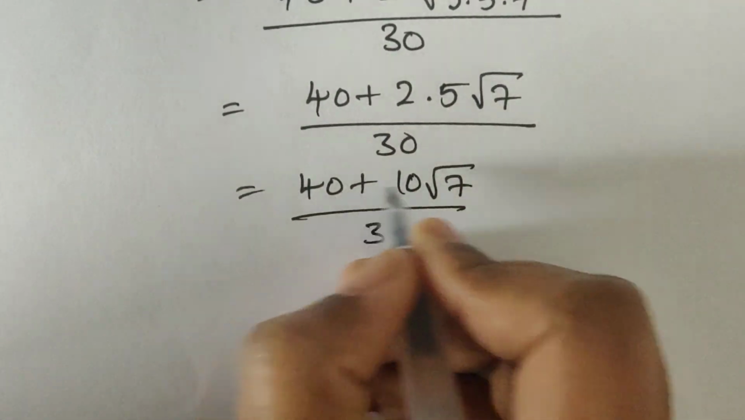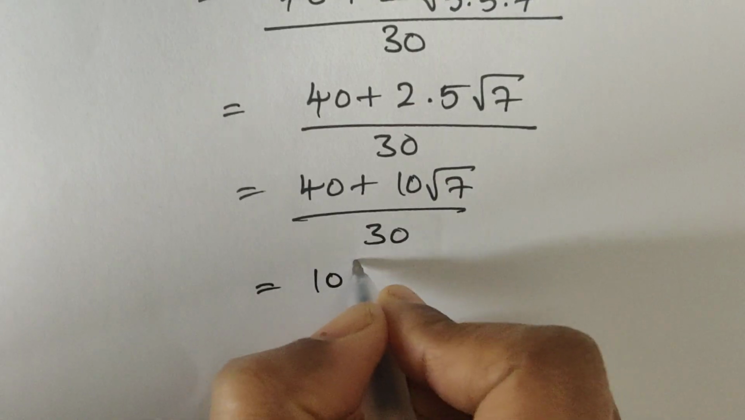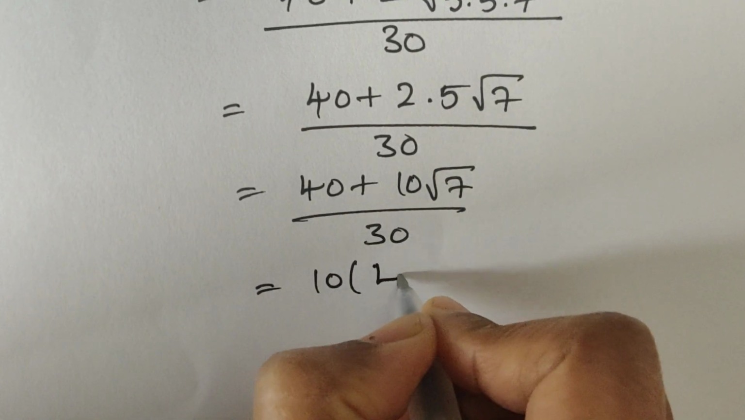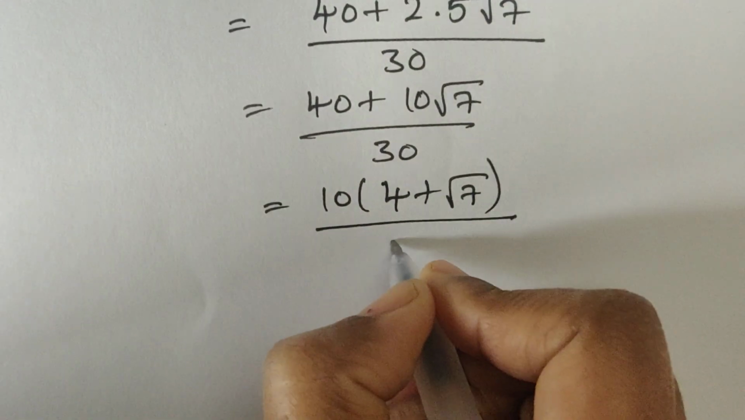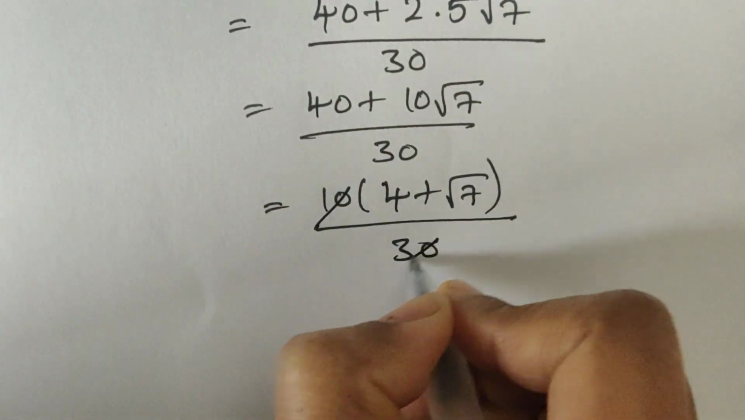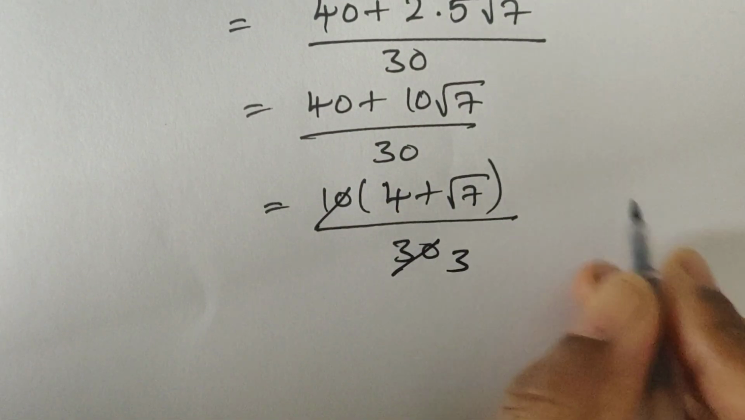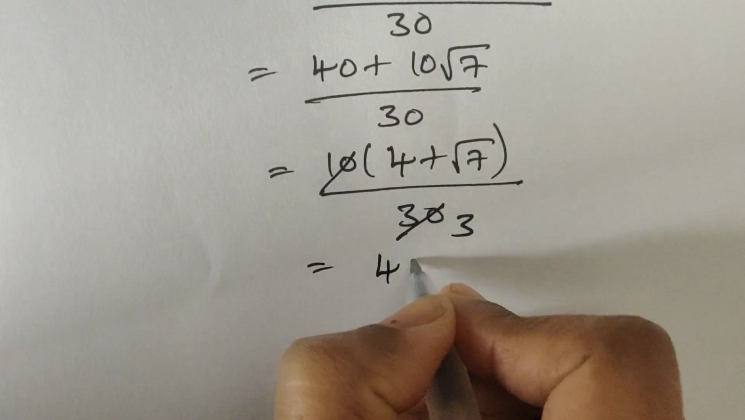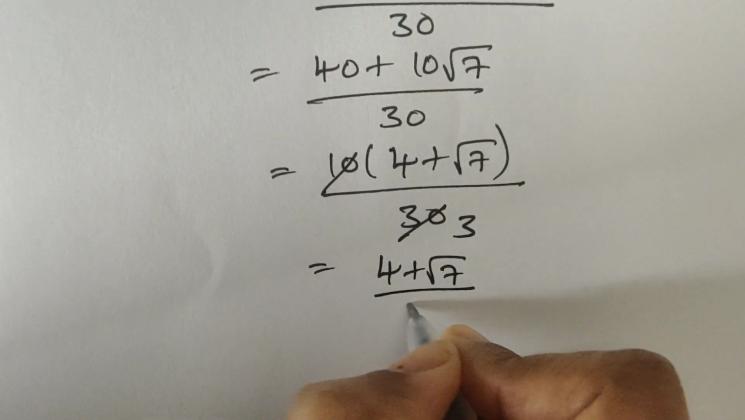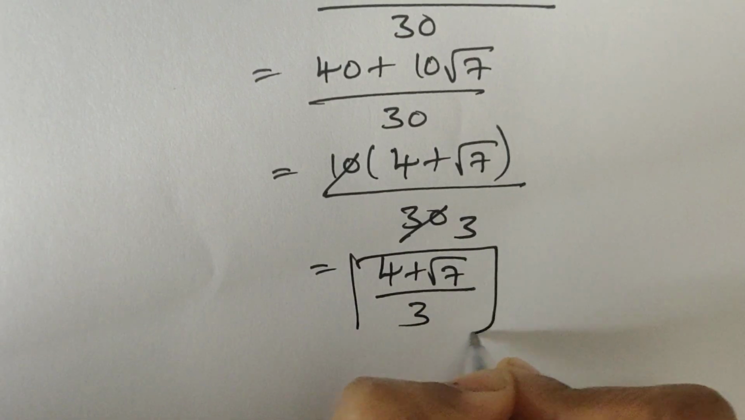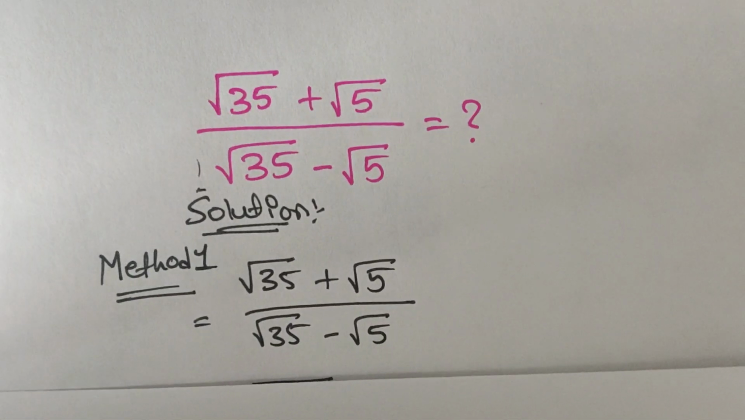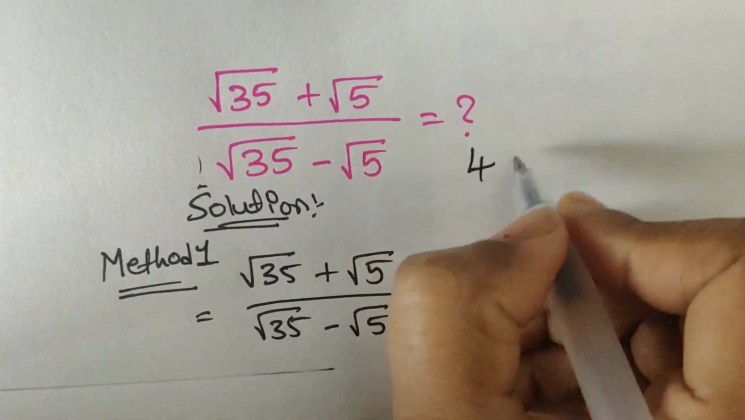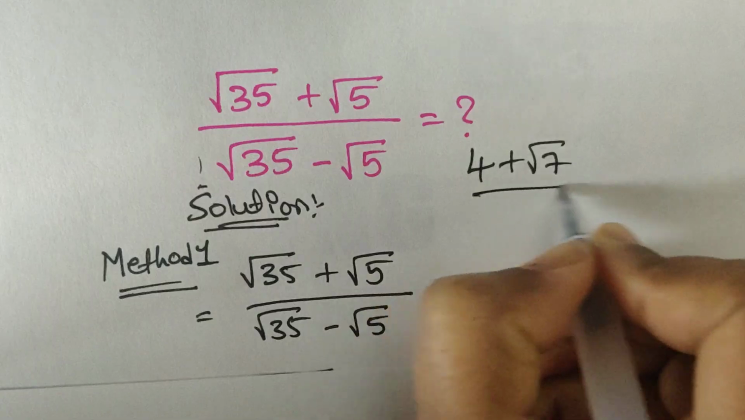So in these two terms we have a common factor, that is 10. So now it will be (4 + √7) / 30. So 10 times 3 is equal to 30. So (4 + √7) / 3. So this is the answer. (4 + √7) / 3.